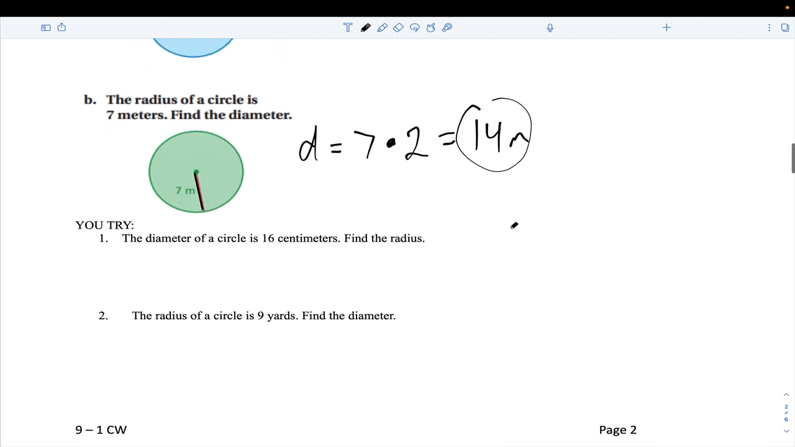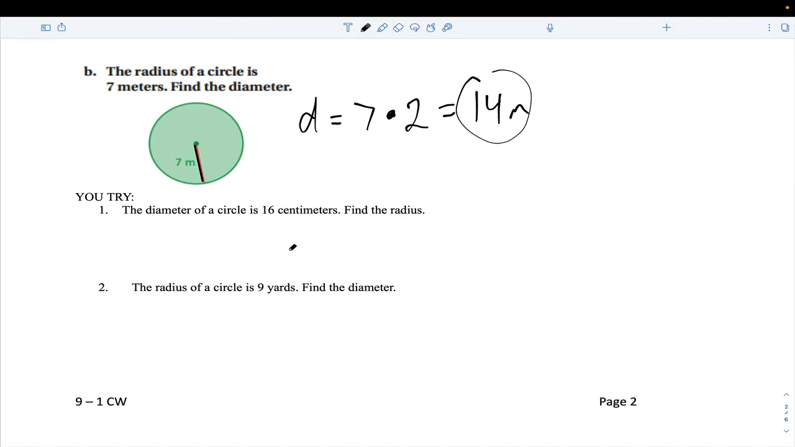You're going to try the next two on your own. If you have the diameter at 16, if this confuses you, just draw a little sketch. Diameter is the full thing across. What is the radius going to be if the diameter is 16? Jersey, what would it be? So I want to go half of that diameter. What's half of 16, Jersey? It would be 8. Put R equals 8 centimeters.